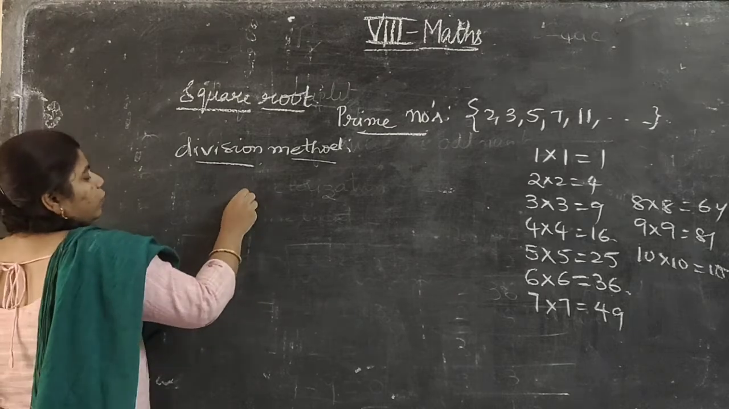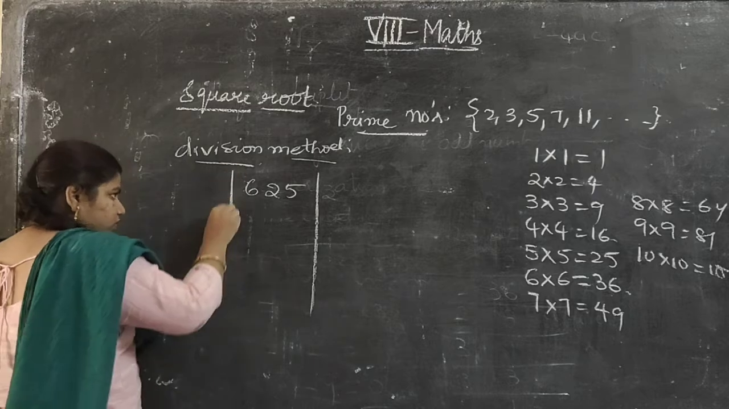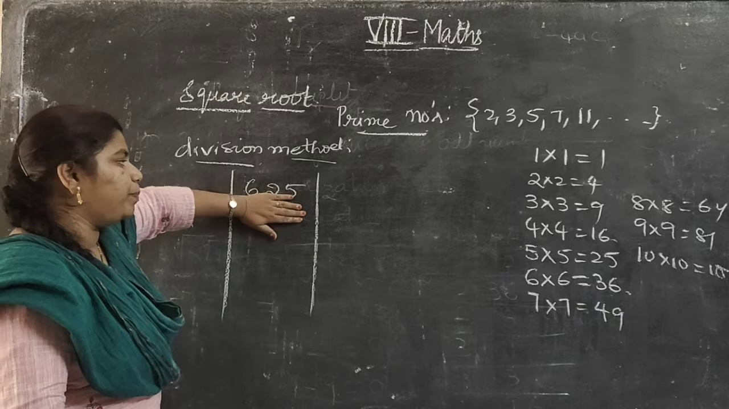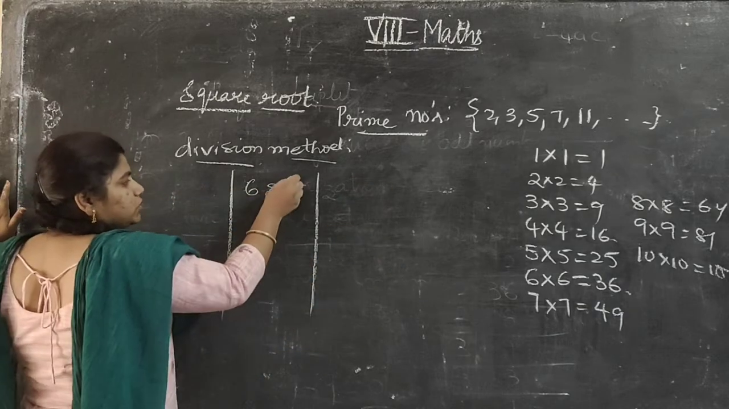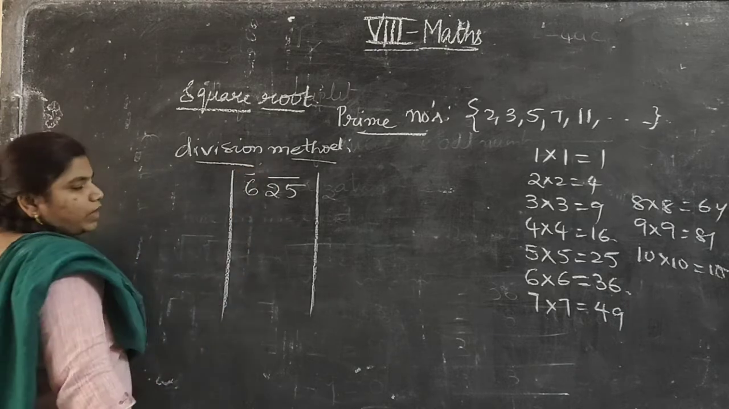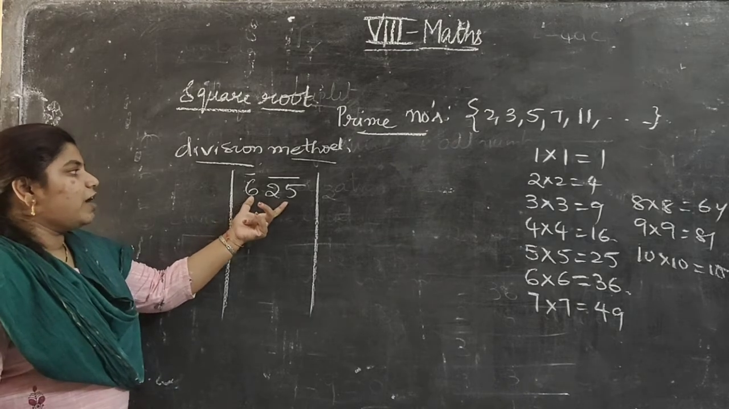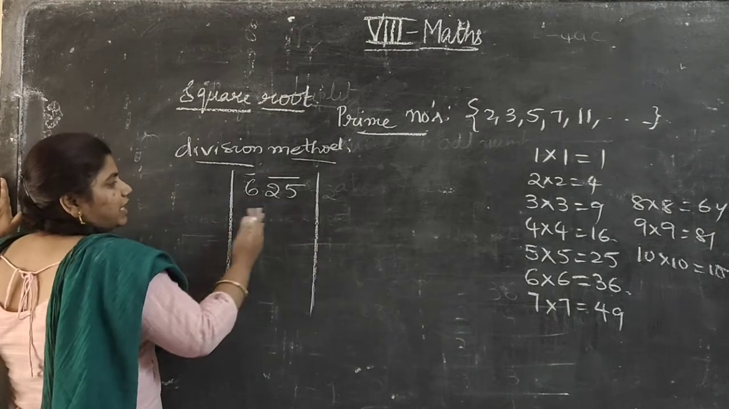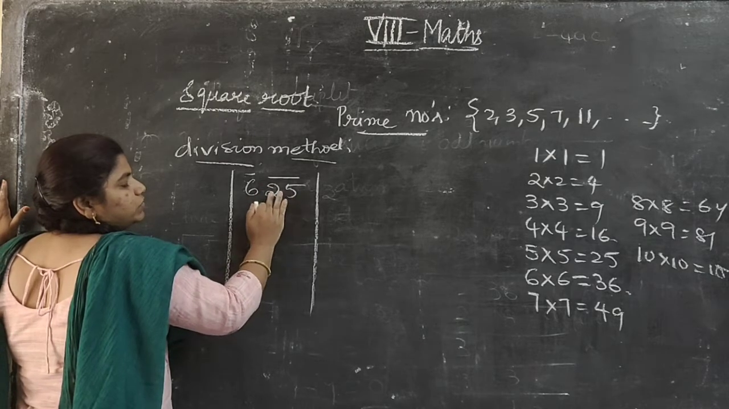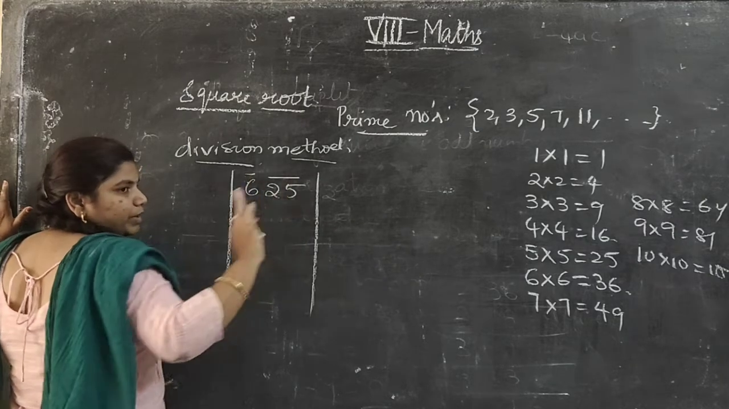So I want to find the square root of 625 by using the division method. Before that, first we have to pair the numbers from the right side. Every 2 digits will be 1 pair. If only 1 digit is remaining, we leave it as 1 pair. So how many pairs are there? 2 pairs. Here 2 and 5 is 1 pair, and we are having only 6 as a single digit, so that becomes 1 pair.